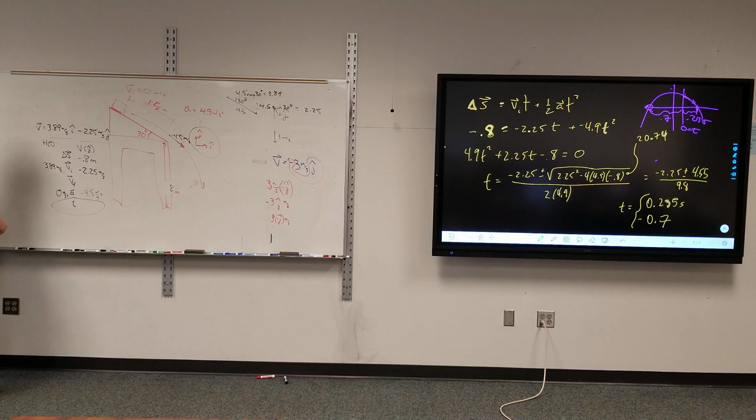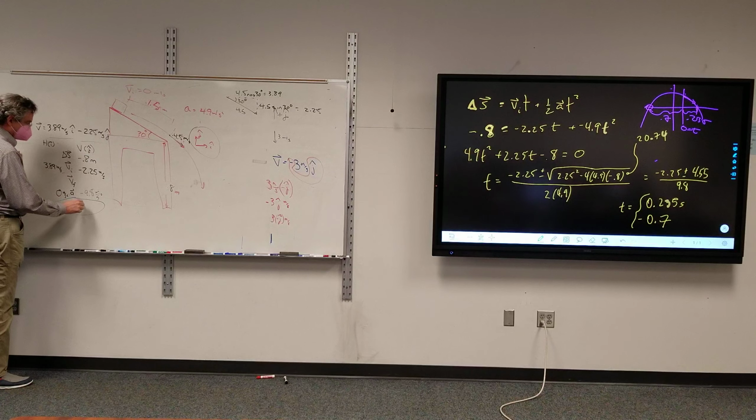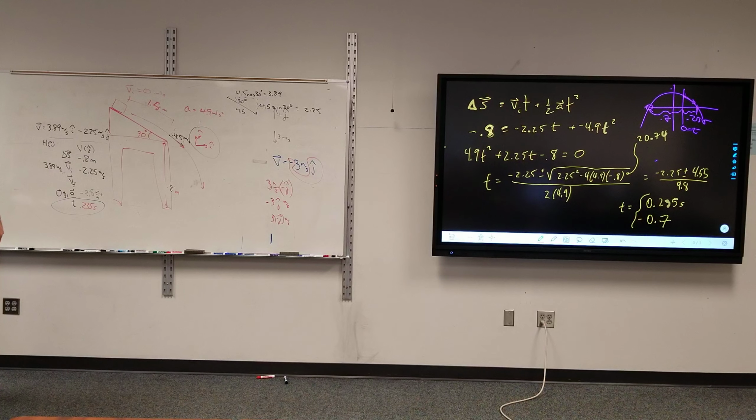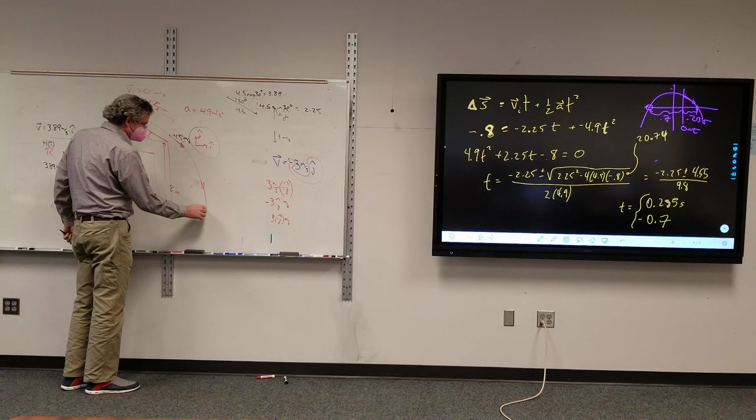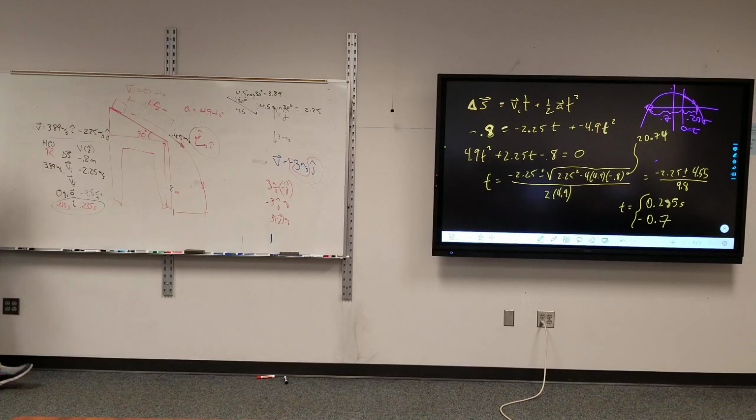But we now have the time it's in the air, 0.235 seconds, if I remember correctly. Yeah, 0.235 seconds. Again, that's the only thing that's going to be the same for both of them. And so now, ultimately, I think part D was to find this value right here. I'm using R for range, but it's going to hit the ground, and it's going to be whatever that is.